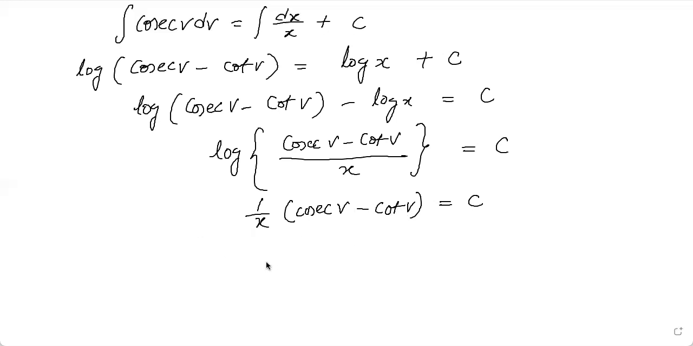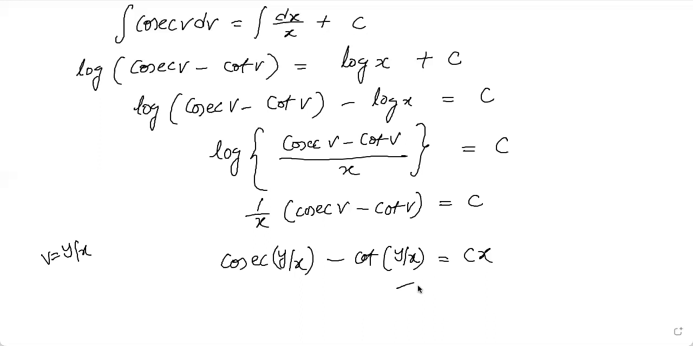We know that v is y by x. Let us put that. So cosecant y by x minus cot y by x is equal to, now this 1 by x goes to the other side, so that is Cx. So this is the general solution of the given equation.